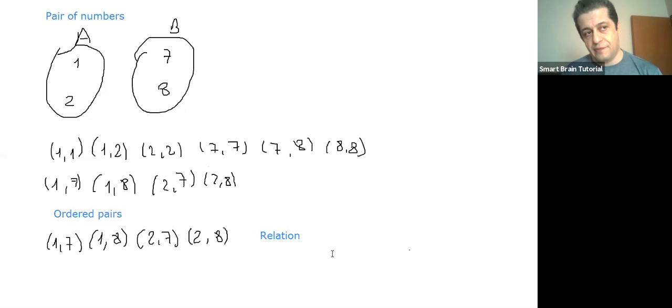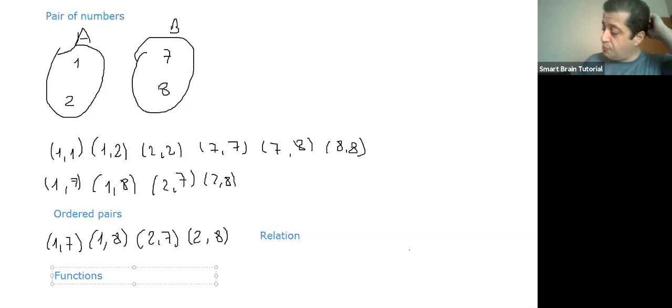Now, if there is a kind of relation such that always one element of the first set is connected to a single element of the second set, this kind of relation is known as a function. So we will study functions in the course. We will not study pairs of numbers, whatever ordered pairs or relations, but we will study functions that are special relations.